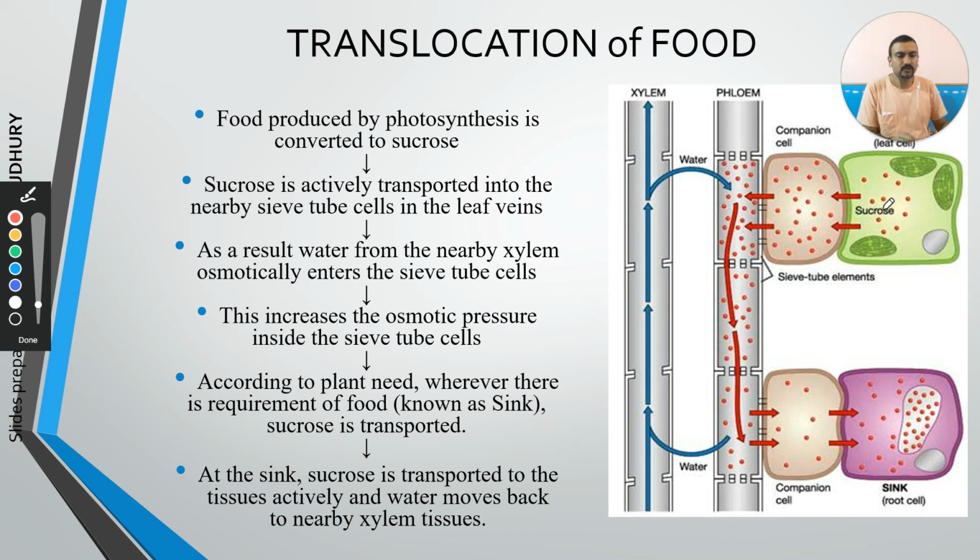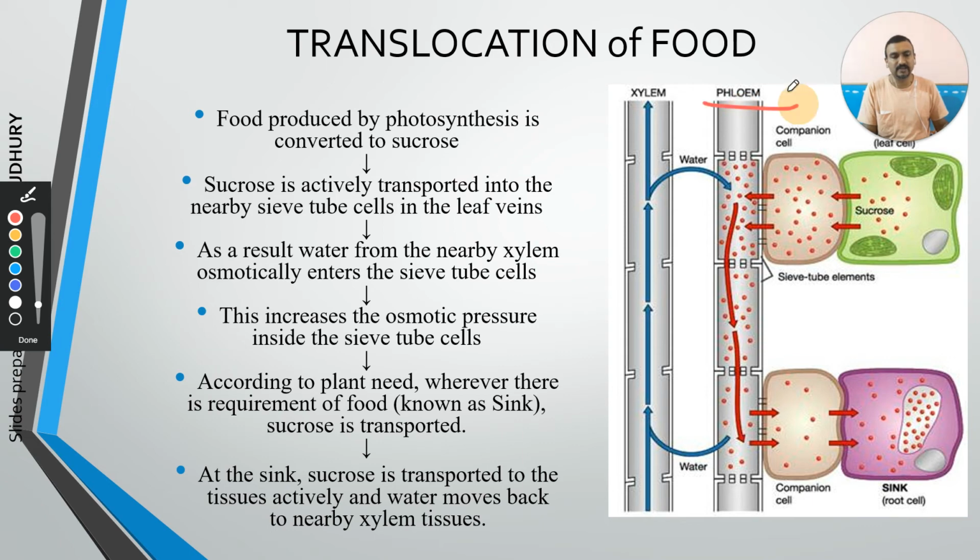That sucrose is transferred from the leaf cell to a cell, that is, the companion cell. We know that sieve tube cells are all associated with a companion cell. This transfer of sucrose from the leaf cell to the companion cell requires energy, so we call it active transport. From the companion cells, it will come to the sieve tube cell in the phloem.